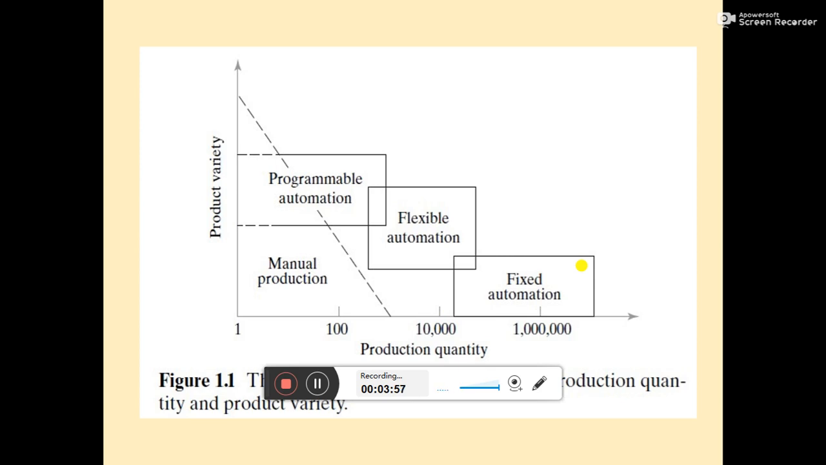And the beauty is the flexible automation. Here we have a combination of both fixed and programmable automation. So you can go for variety, and you can also go for quantity. The variety and quantity you can vary.